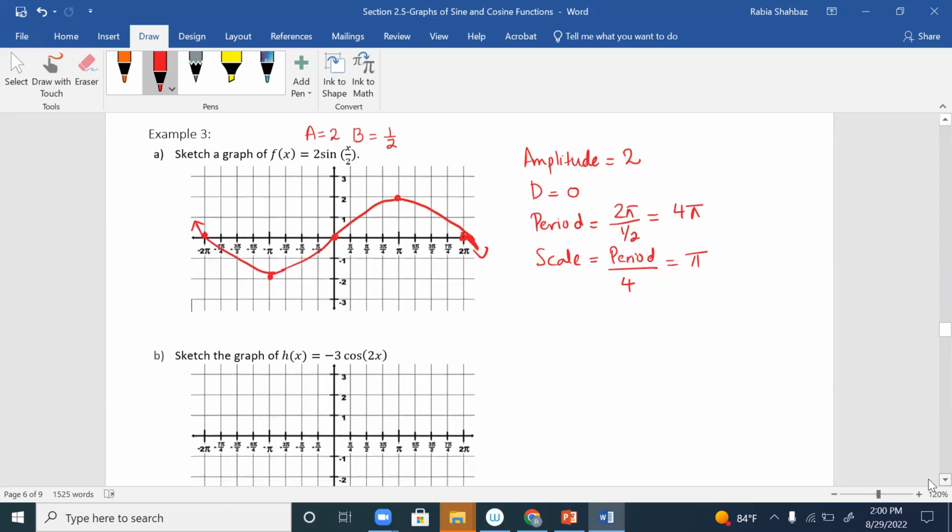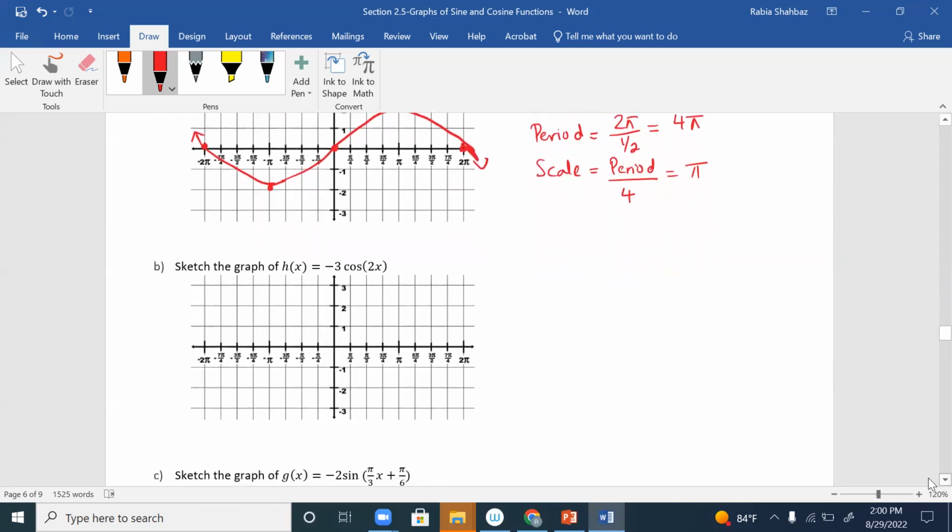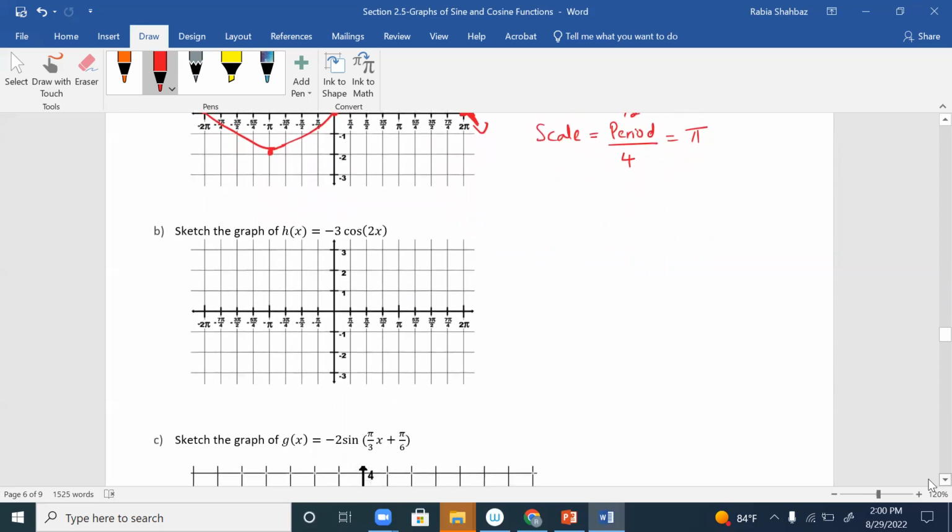Okay, so I'm going to pause here for a second and let you identify the values of A and B for our second equation. Perfect. So A is 3 and B is 2. C and D are 0 again, which means the amplitude is 3 and the period, which is 2 pi over B, is pi. That means there's a horizontal shrink in the graph. The one we saw before had a horizontal stretch.